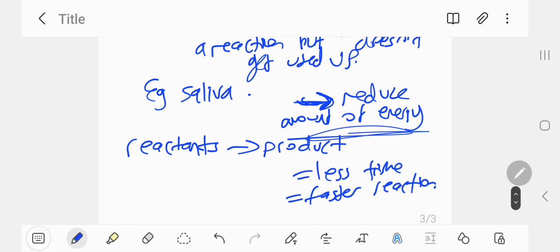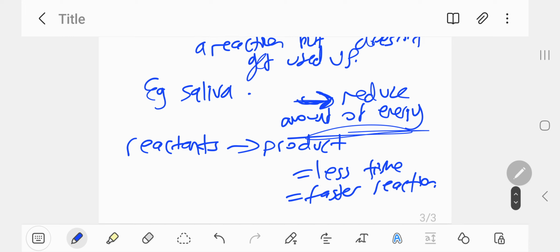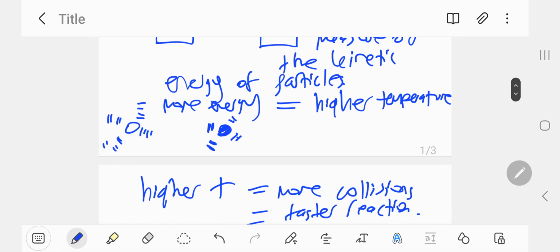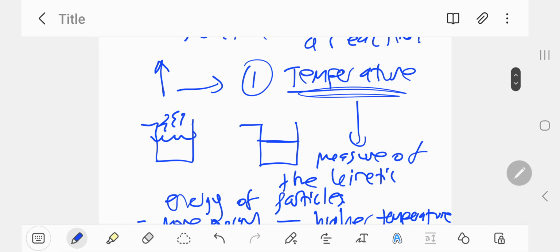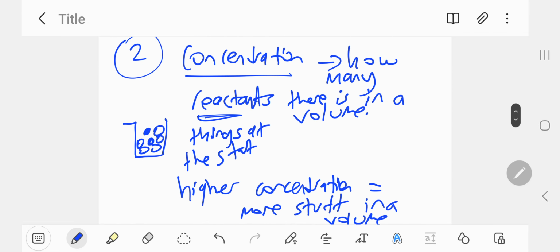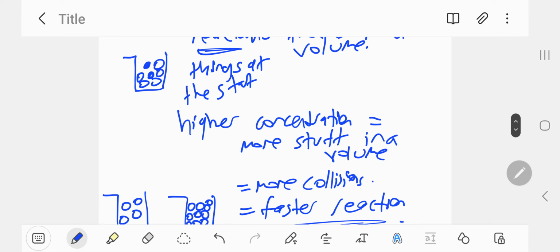Okay, catalysts. So to summarize, there's 5 ways to increase the rate of a chemical reaction. The first way I talked about was increasing the temperature, which is just increasing the kinetic energy, the moving energy of the particles. If there's more movement, there's more collisions, and then there's more reaction, faster reaction. Second way is by increasing the concentration of a substance. So if I add more stuff into a volume, there's more collisions and there's a faster reaction there.